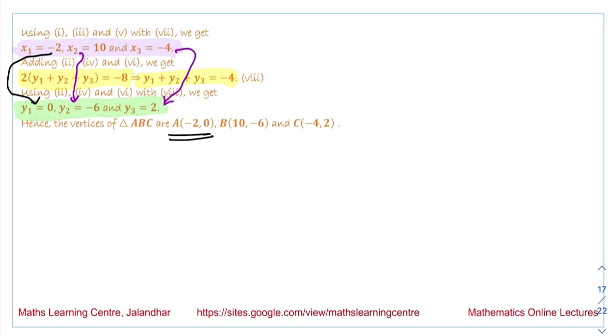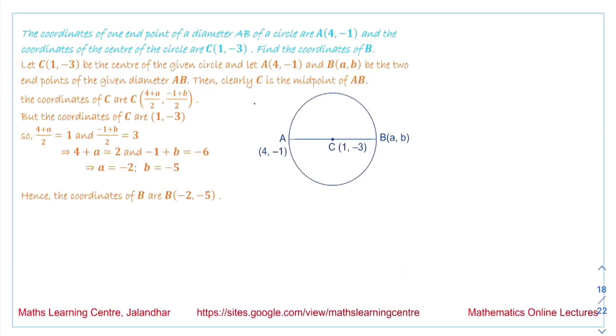Next, the coordinates of one end point of a diameter AB of a circle are given. We are saying this A is 4 comma minus 1, and the coordinates of the center of the circle are 1 comma minus 3. This is the center of the circle. We have to find the coordinates of the point B, that is the other end point of the diameter. So suppose the coordinates of this point B are a comma b.